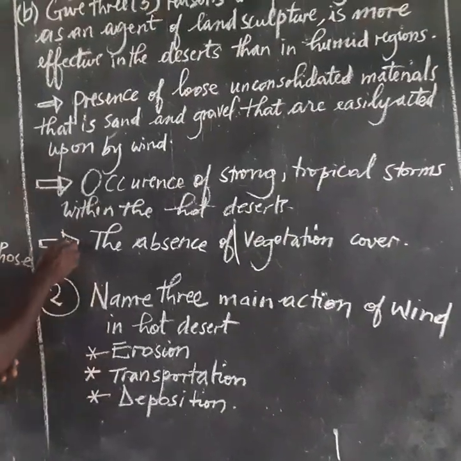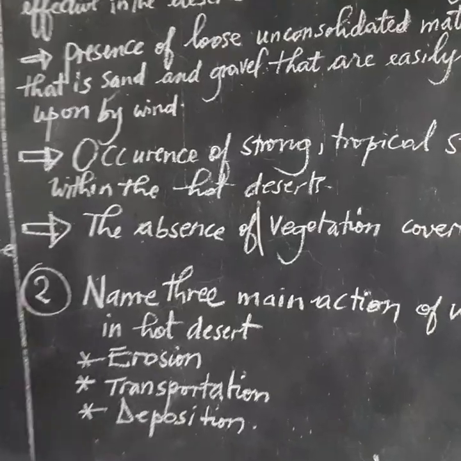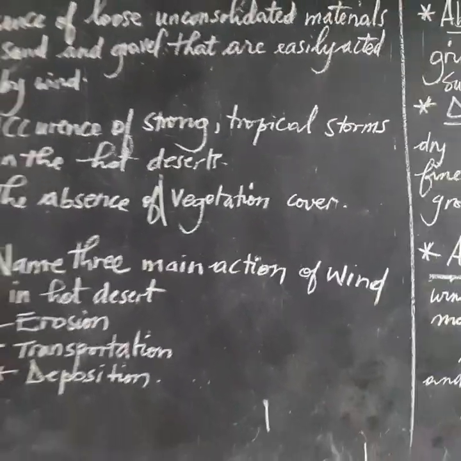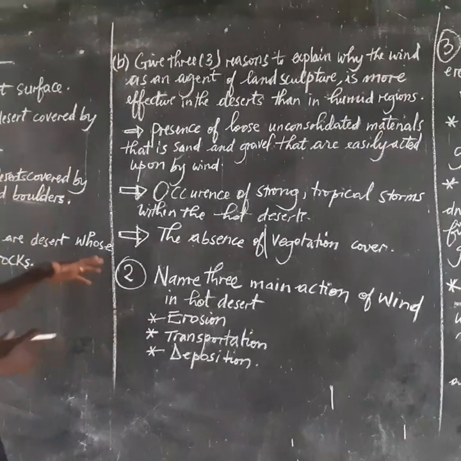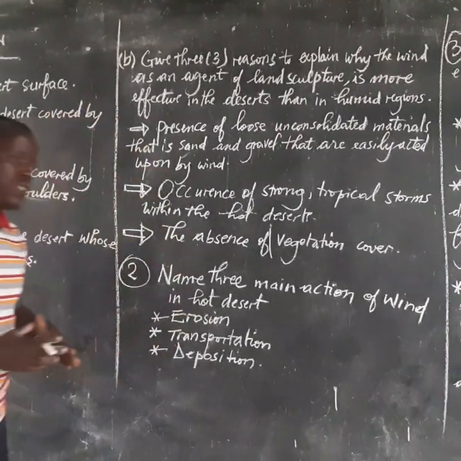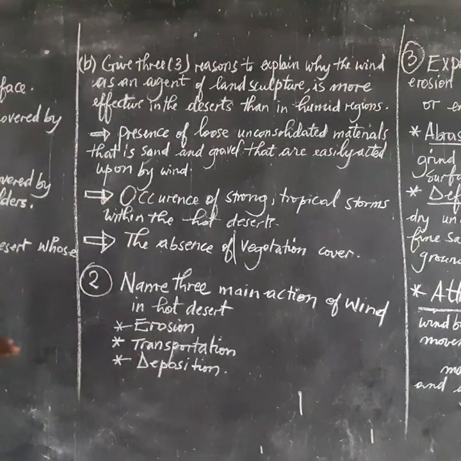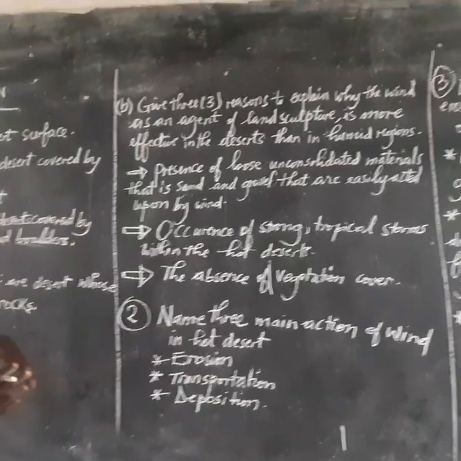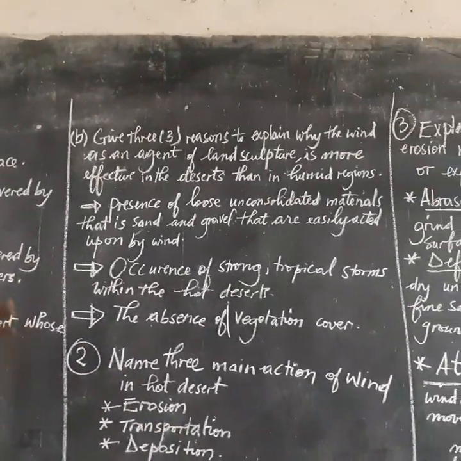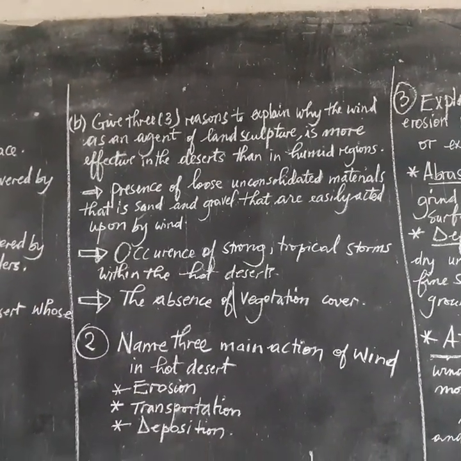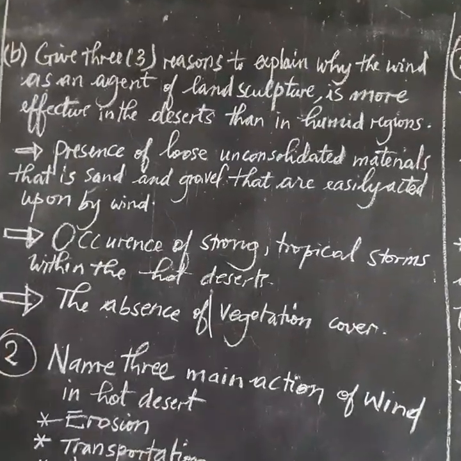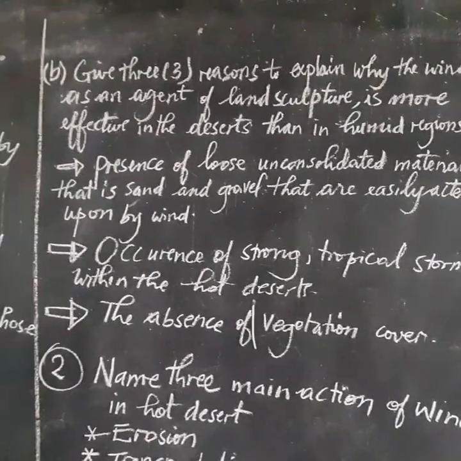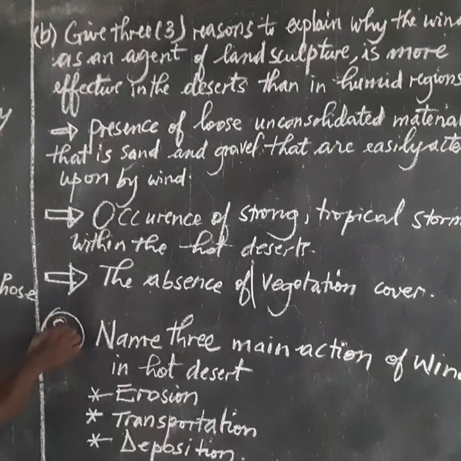Then number 3, the absence of vegetation cover. So meaning that vegetation cover would be a wind breaker in the desert. Since it is absent, this will allow wind to carry away or to blow away all the unconsolidated materials. So therefore, this becomes the 3rd reason. Let's go to question number 2.